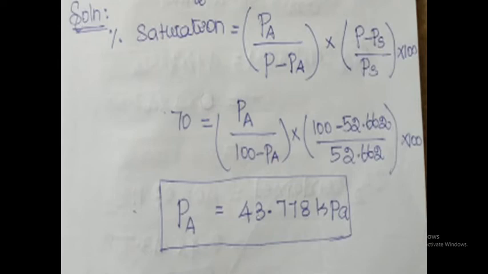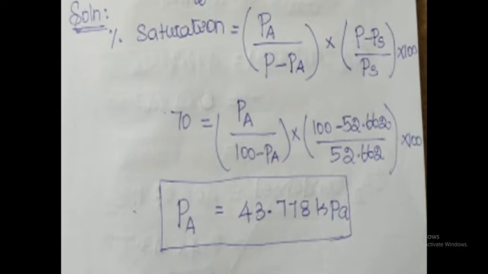These data are given, so in the solution part we will use percentage saturation. The percentage saturation formula is PA by P minus PA, into P minus PS by PS, into 100. The percentage saturation is 70, which is the given data. Here PS is known, already we have it. Substitute this value and find out the unknown PA.